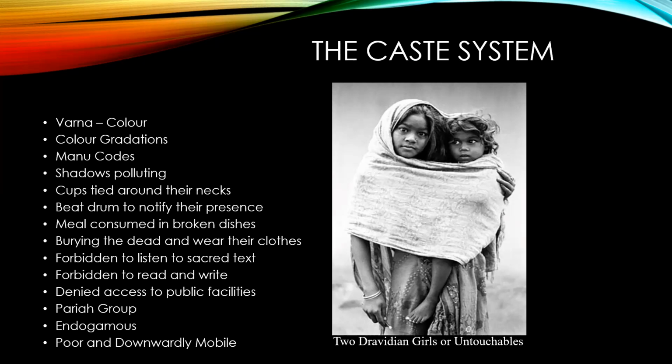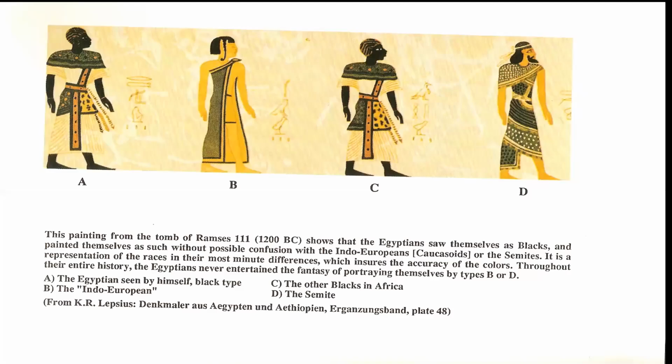Okay, so even though people may say it doesn't exist, like people used to say racism doesn't exist, it does within the social structures. This is where we're going to talk about structural racism later on. So here is just another way of looking at how the ancient Egyptians saw themselves.